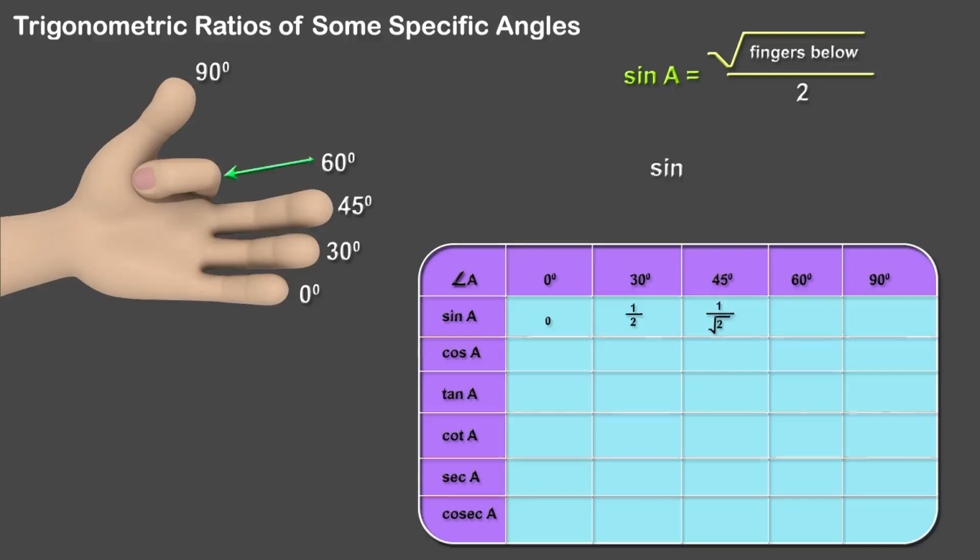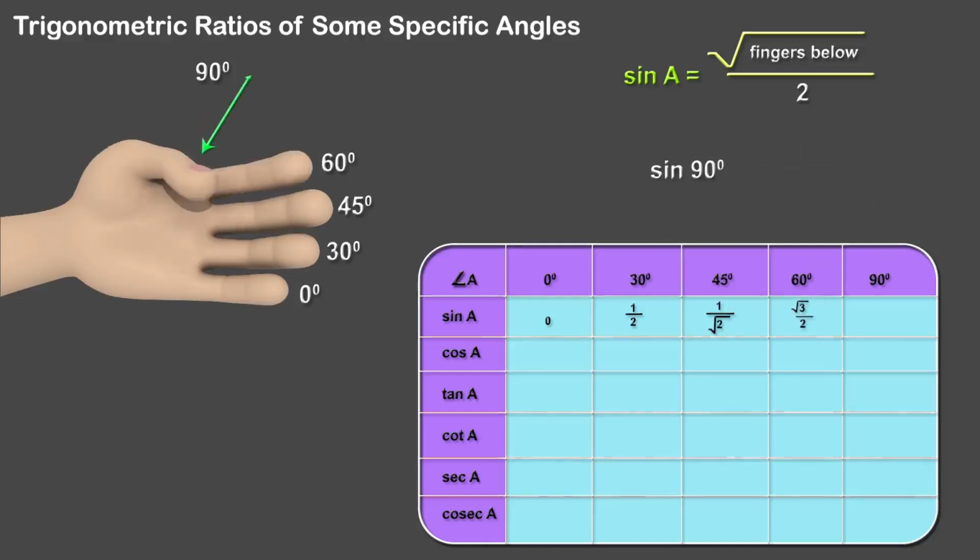Let's find sine 60. If you see below the index finger, there are three fingers. So, as per our formula, we get root 3 by 2. So, sine 60 is equal to root 3 by 2. Let's find sine 90. Below the thumb, you see 4 fingers. So, we get root 4 by 2, which is 2 by 2, which is 1. So, sine 90 is 1.